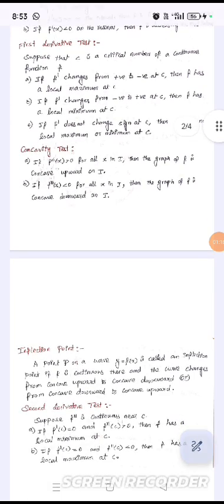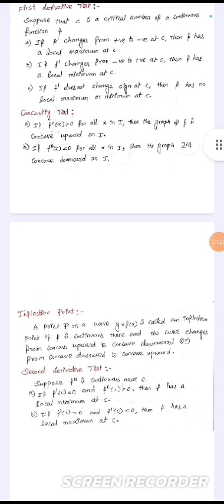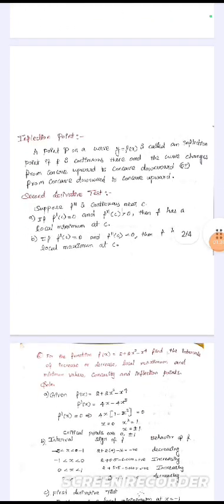Next, concavity test. If f double dash of x greater than 0 for all x in I, then the graph of f is concave upward on I. Next, if f double dash of x less than 0, the graph of f is concave downward on I. Inflection points: a point P on a curve y equal to f of x is called an inflection point if f is continuous there and the curve changes from concave upward to concave downward or from concave downward to concave upward.